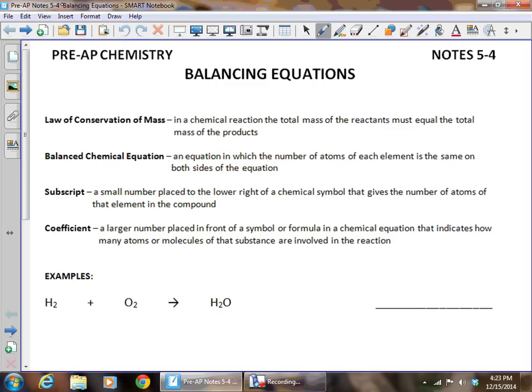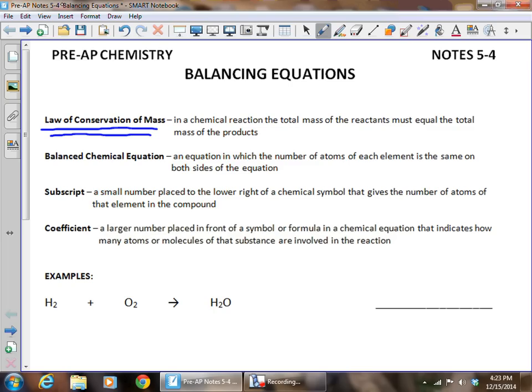Today we're going to talk about balancing chemical equations. Chemical equations must show something called the law of conservation of mass, which states that in a chemical reaction, the mass of the reactants must equal the mass of the products. Another way of looking at that is the number of particles when you start the reaction must be the same as the number of particles when you end a chemical reaction.